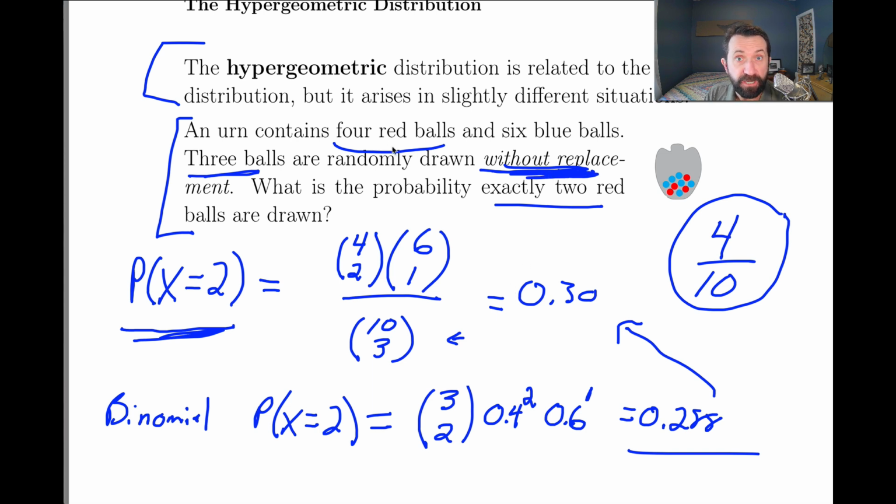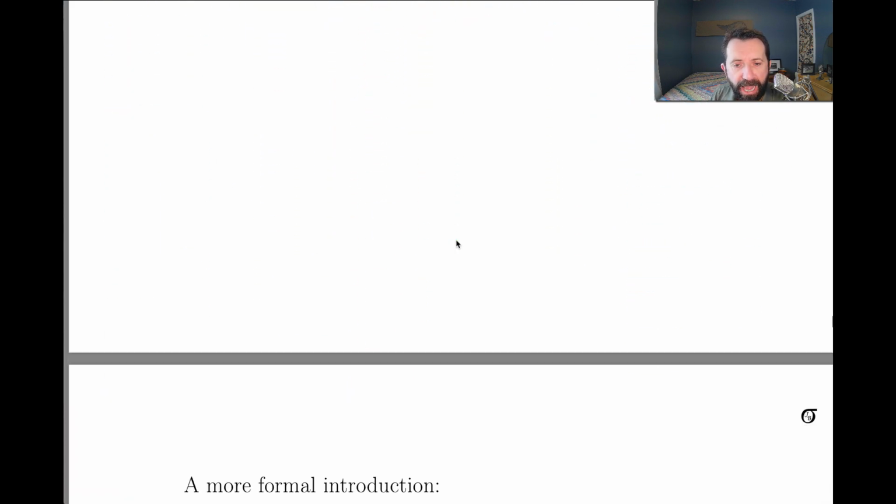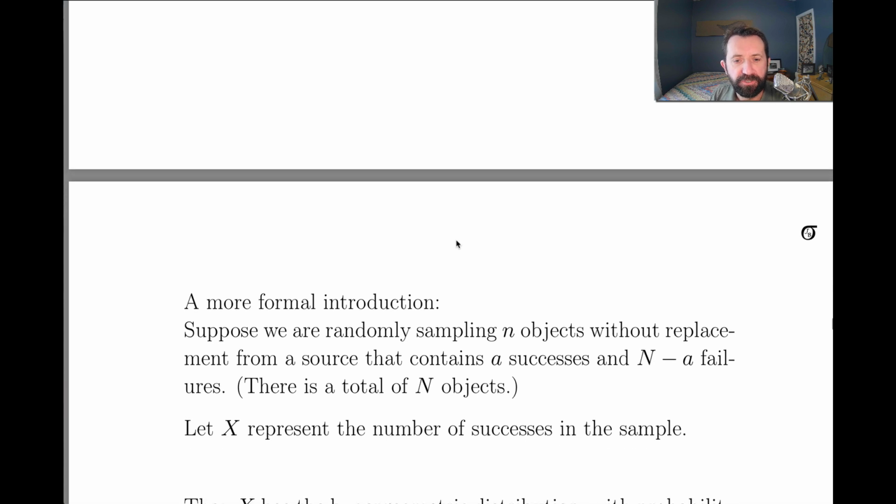And for hypergeometric, of course, it has to be just this scenario, picking from a source that in this case had the red balls and the blue balls, but it'll always be analogous to that. We have some successes and we have some failures. Okay, so let's look at a more formal introduction to that.